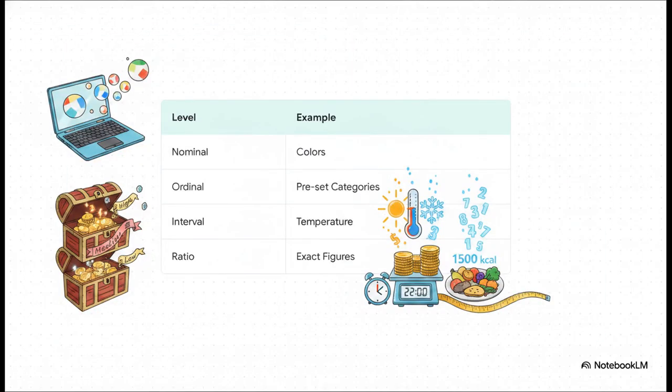Finally, we hit the M in FIRM, measurement level. And this brilliantly illustrates how we classify the precision of our data into specific buckets. Nominal data is just for naming categories, like our laptop colors. Ordinal data implies a logical order, like classifying revenue into preset categories, say $10,000 to $12,000. Interval data has equal spacing but no true zero, like measuring temperature in Celsius or Fahrenheit. And ratio data? That gives us exact, absolute figures with a true 0 point, like an exact ad spend of $2,200 or a precise dietary intake of 1,500 calories.